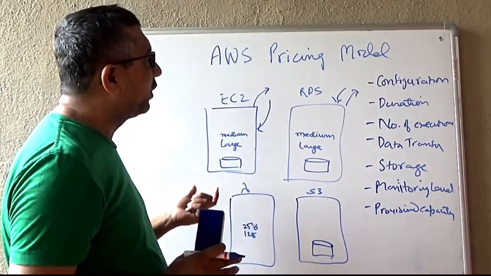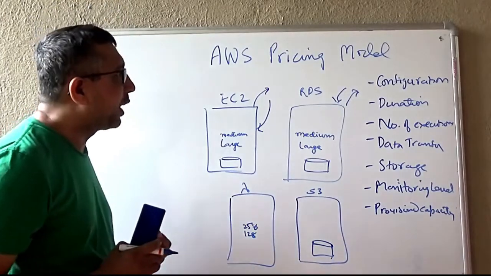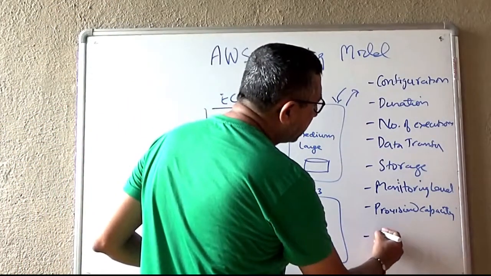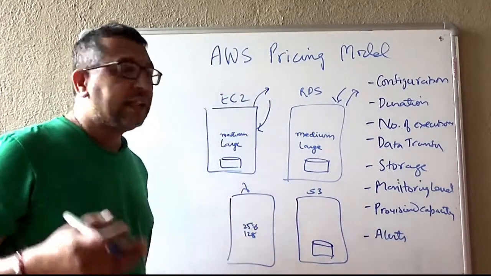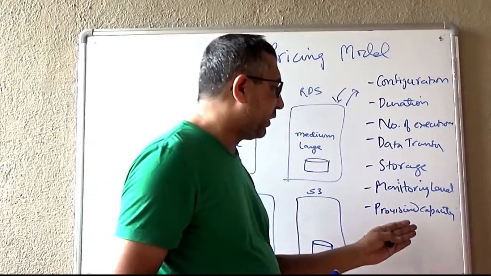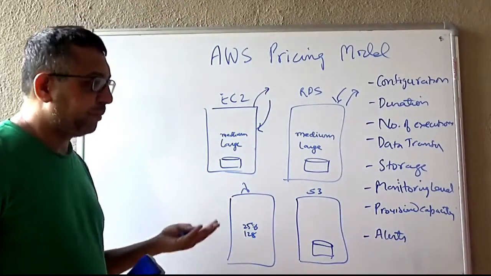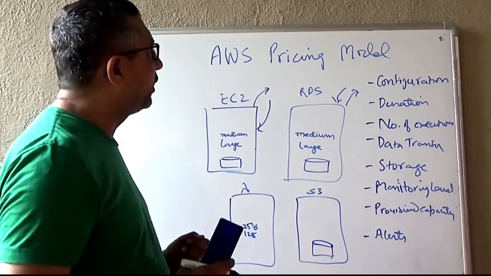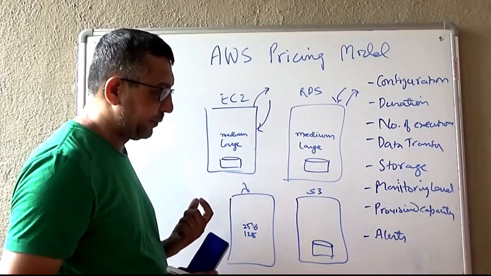So hopefully with this set of dimensions and a good understanding of them, you should be able to get a good understanding of the pricing model of any of the services that you are employing on AWS. Apart from that, you can also set alerts on your billing, so that when the billing goes beyond certain thresholds, it can send you emails, which will help you in monitoring your AWS bills.